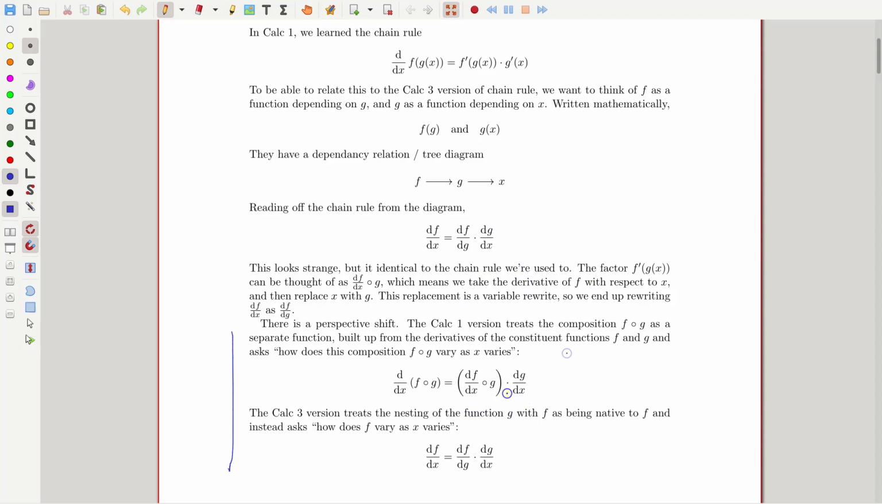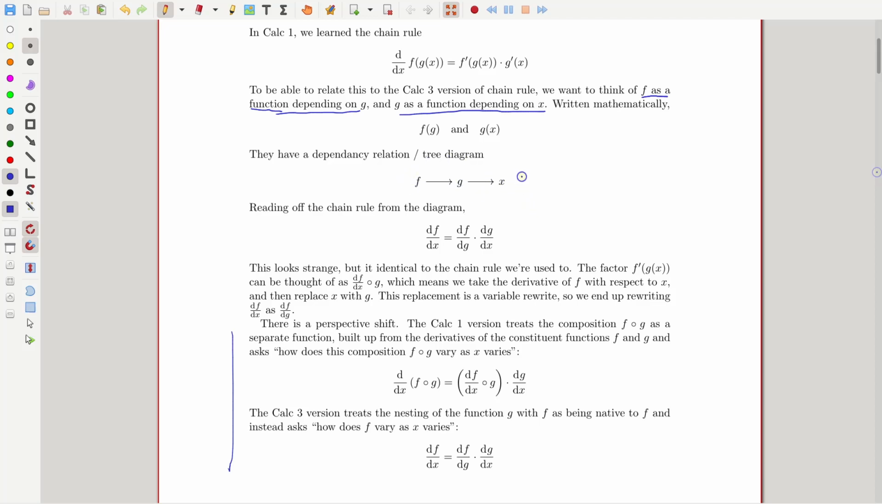For the multivariable chain rule, we actually end up thinking about it differently. We instead think about the composition as being the idea that f is a function that depends on g, and g is a function that depends on x. So our way of thinking is different. Notice that f is a function depending on g, not f of x, and then stacking together as you would in Calc 1. So instead we have this kind of relationship, and there's sort of a dependency diagram that looks like this.